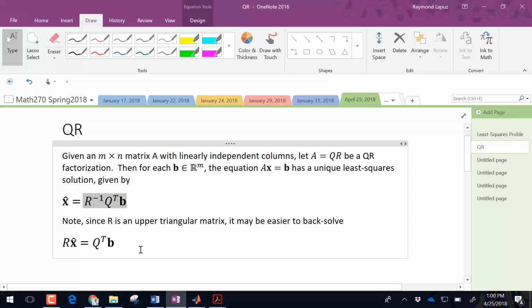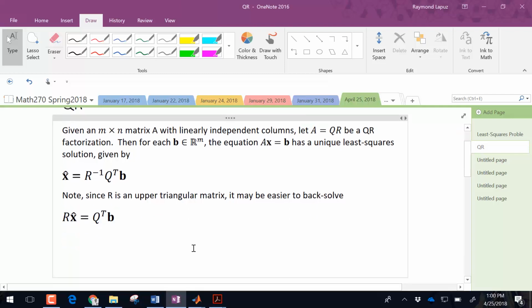And R is an upper triangular matrix. So instead of trying to find the inverse of that, which probably isn't too bad, but instead of going through the work to actually find the inverse of R, what we could do is set up our equation as R x is equal to Q transpose times B, and then your solution for x might come a little bit easier. So let's take a quick look at an example of this.